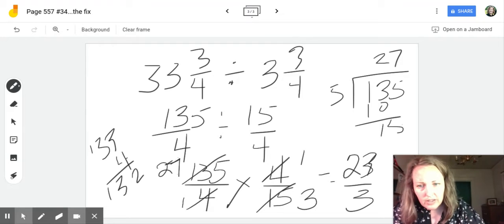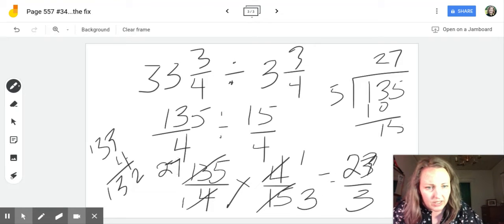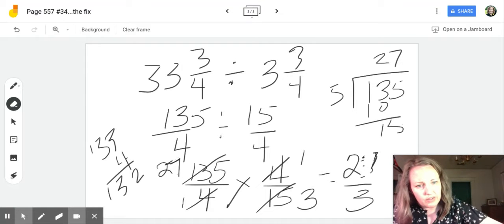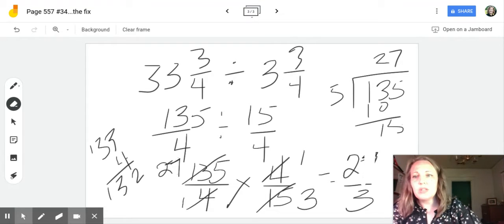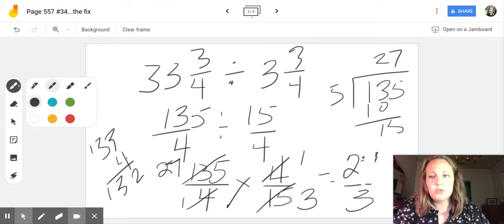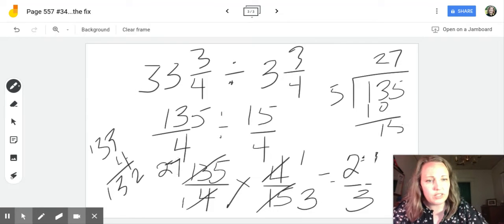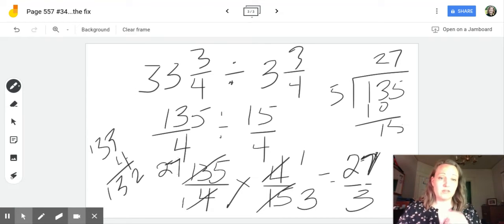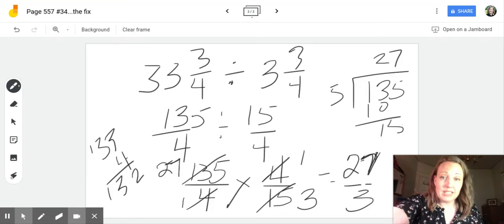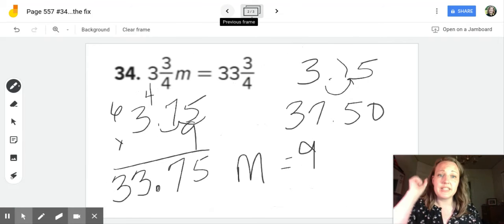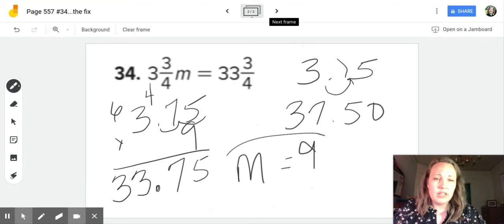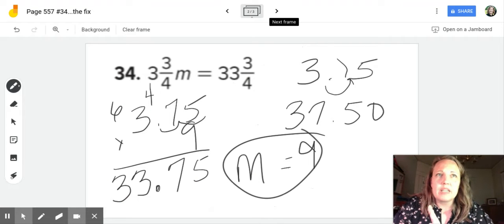27. This is a 7. So we're left with 27 times 1. What's 27 divided by 3? That's where we're going to get that 9. So all we did was prove that we can get the same answer in more than one way. 27 divided by 3 is 9. So my equation equals 9. M equals 9 right here. Okay.